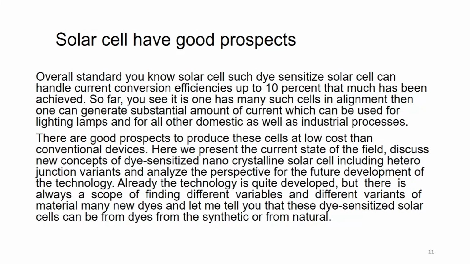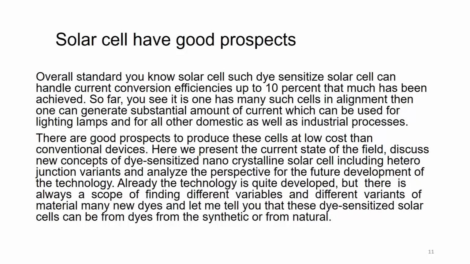Already the technology is quite developed, but there is always scope of finding different variants of material, many new dyes, and these dye sensitized solar cells can use dyes from both synthetic and natural sources. So, here after this long background about dye sensitized solar cells, first we discuss what is a solar cell, then what is a dye sensitized solar cell, how it works, how it functions, what is the role of the dye which acts as a sensitizer, what is the role of the thin nanocrystalline structure of titanium dioxide or tin oxide acting as a carrier. One comes to a conclusion that sensitizers could be synthetic or from natural origin.